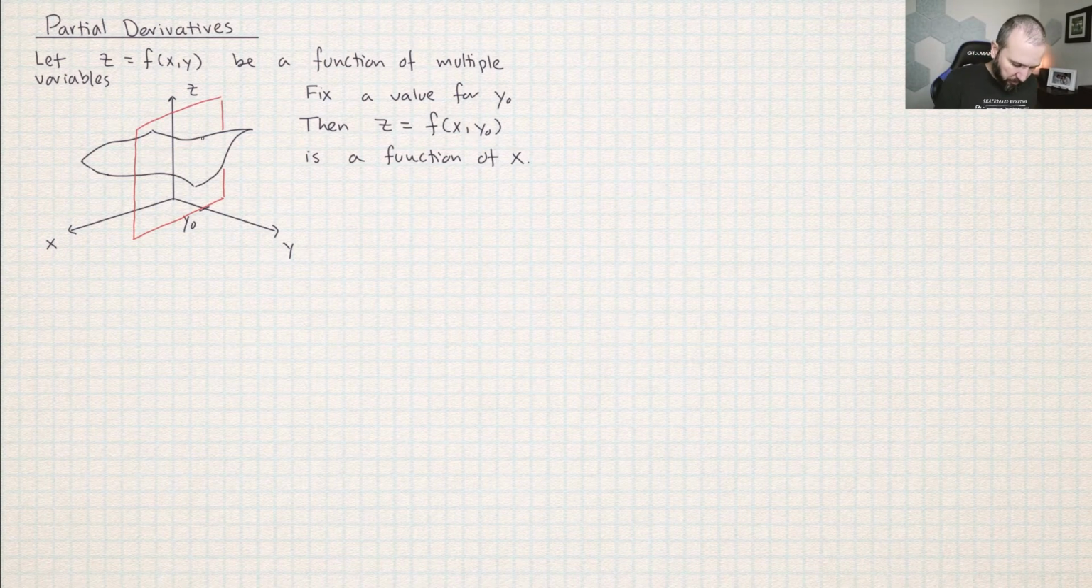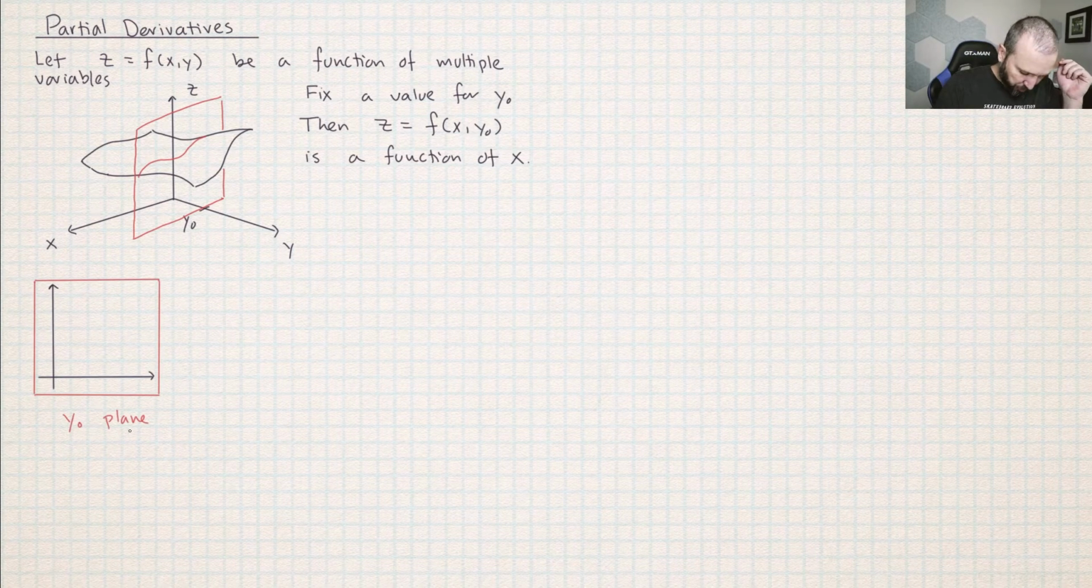Maybe right here. Okay, I'm going to move it over a little bit. There we go. Okay, so let's draw this graph. I've pulled out the y naught plane. That's the red plane in this 3D picture. x and z are variables, so this is the x-axis and this is the z-axis. And now this red curve is the graph of the simpler function that depends only on x and z.